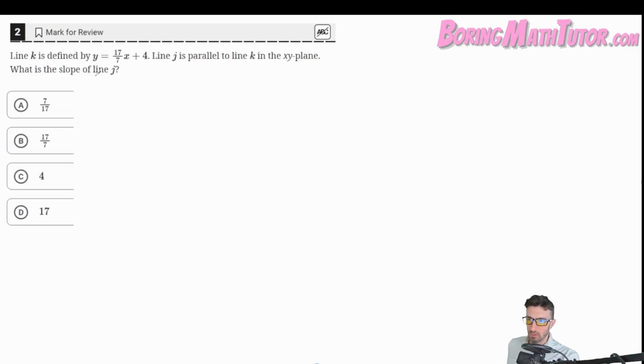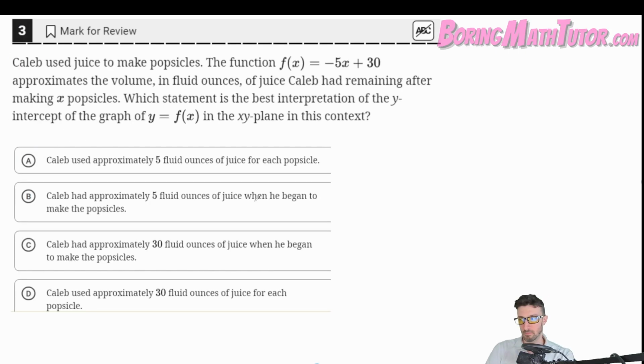They want to know the slope of line J. Well, they said that line J is parallel to line K. Here's line K. Parallel lines have equal slope. So whatever the slope of this one is, that's the slope of the other one. Stupid easy.